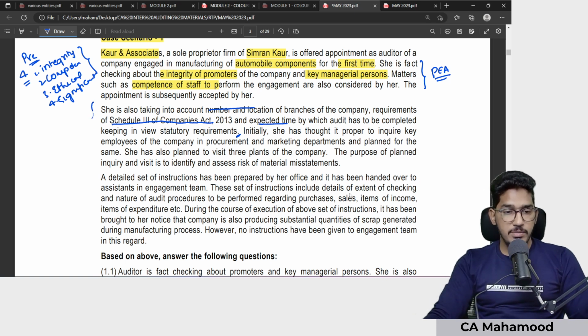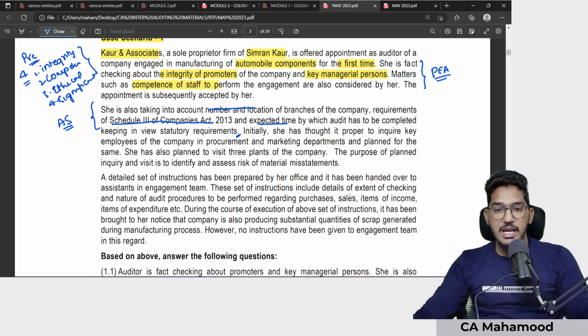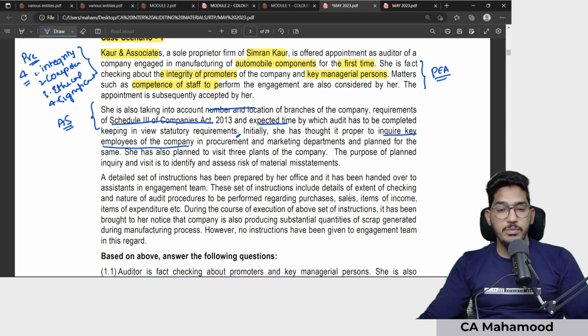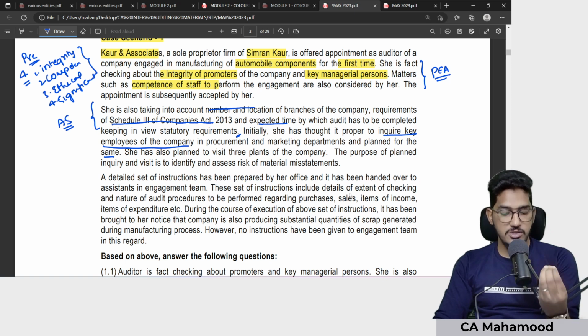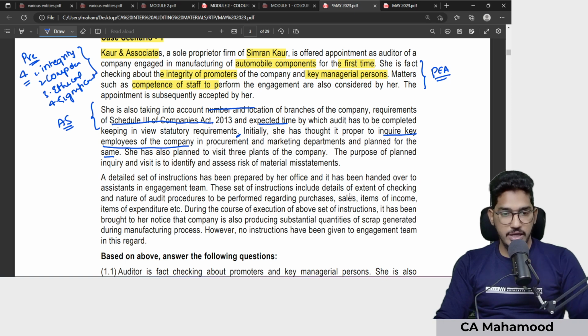So all these factors will be considered to establish audit strategy. So this particular auditor, Simran Kaur, is considering factors to establish the audit strategy. Next, initially she thought it proper to inquire key employees of the company in procurement and marketing departments, and also planned for the same. That means the first procedure which she thought of doing is to go and inquire with the key people in the organization.